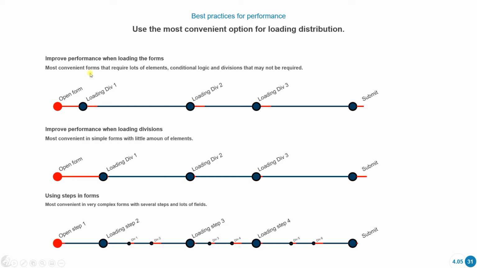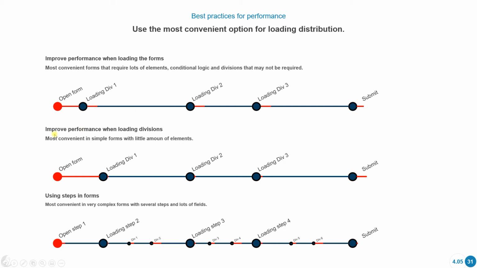So this is the most convenient form when we have a lot of elements, when we have conditional logic, when we have divisions that may not be required. This would be the example that I showed in the previous slide where we had 4 divisions and maybe not all of them are required. So why would we want to load everything at once? Let's say it takes 1 second per division. Why would I ever want to load 4 divisions if maybe according to the conditional logic, I'm only going to have to see 1? So why would I make the user wait 4 seconds if I could display the information in 1? So in these scenarios, we're going to use this option here.